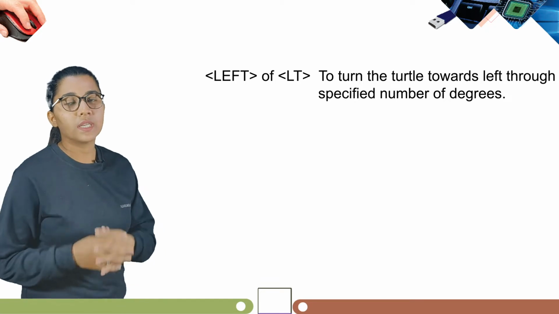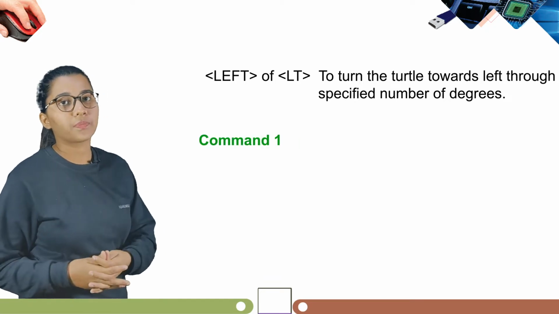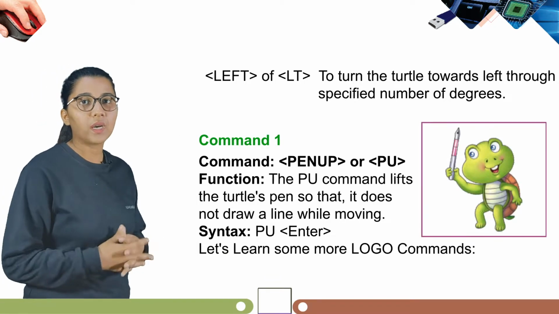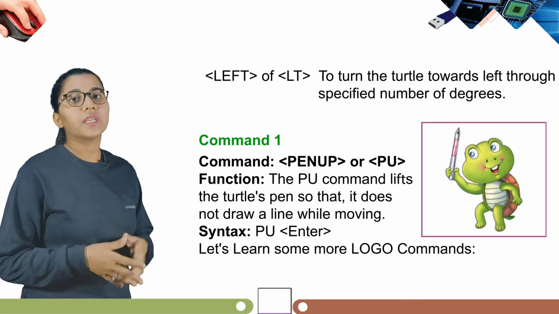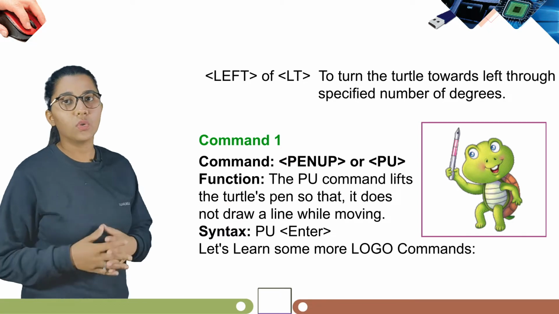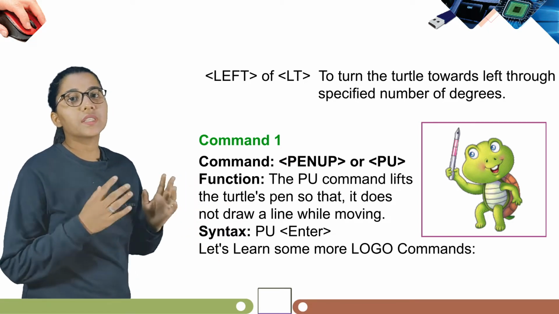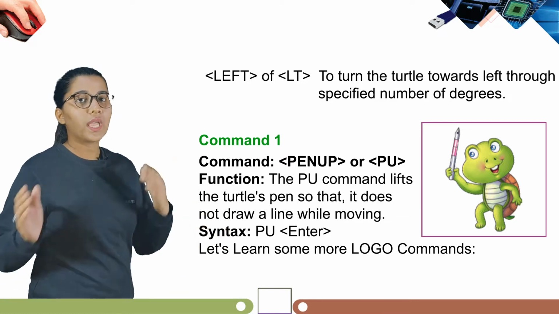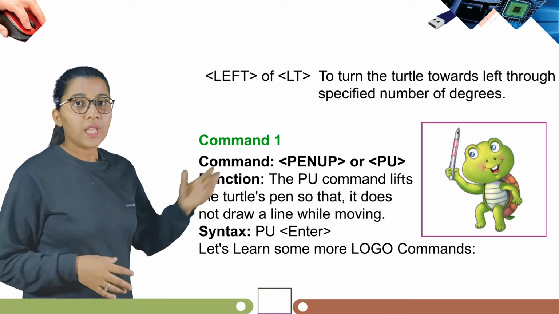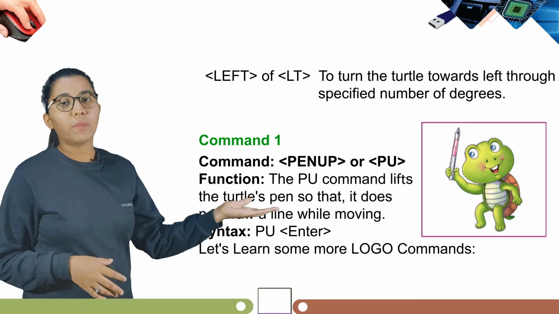So now students, let's learn about command 1. Command pen up or PU function. The PU command lifts the turtle pen so that it does not draw a line while moving. Syntax: PU and enter. So students, here you can see the picture of command 1.